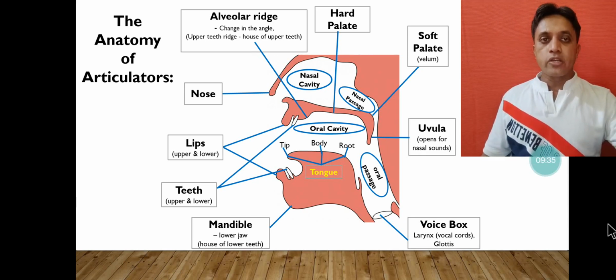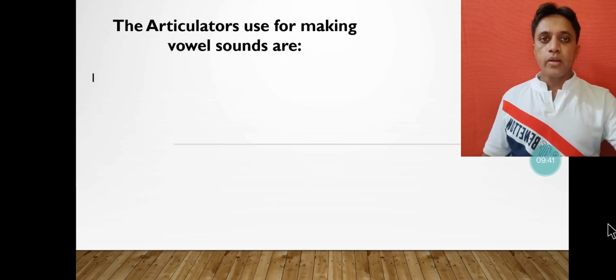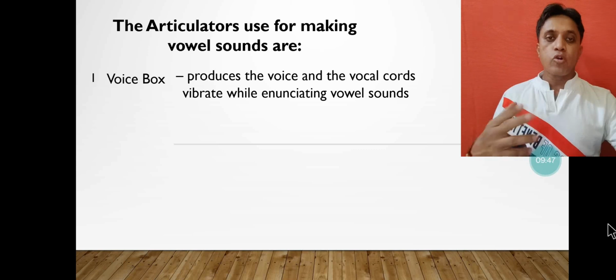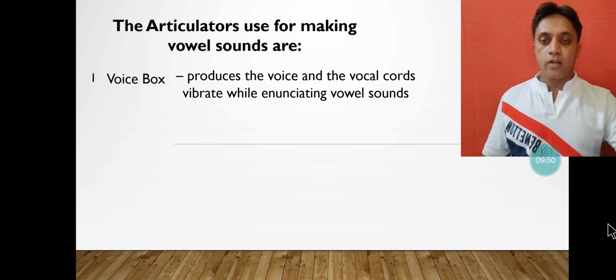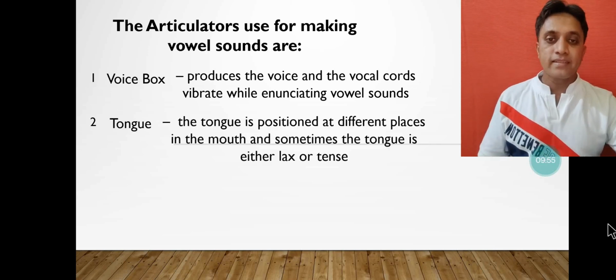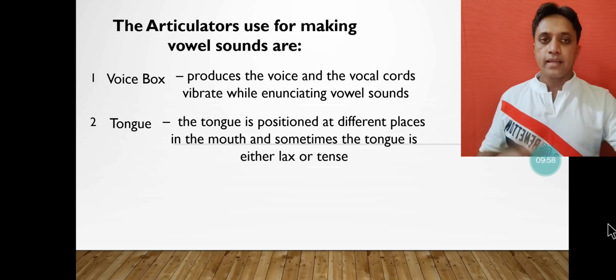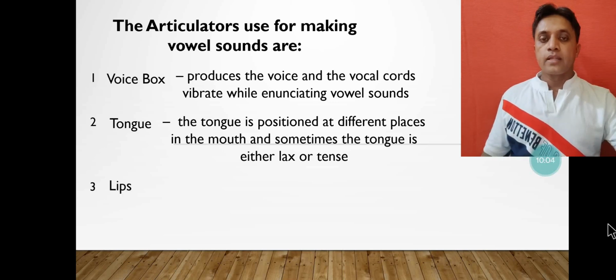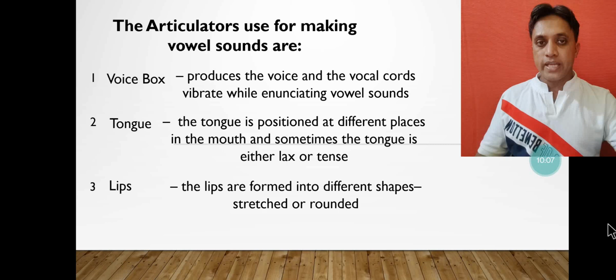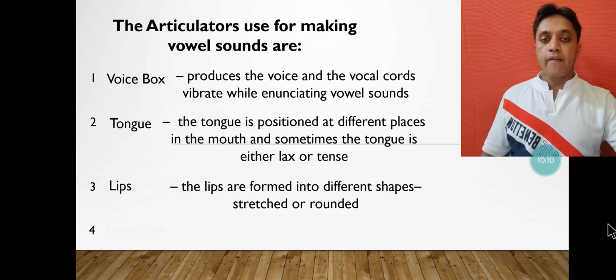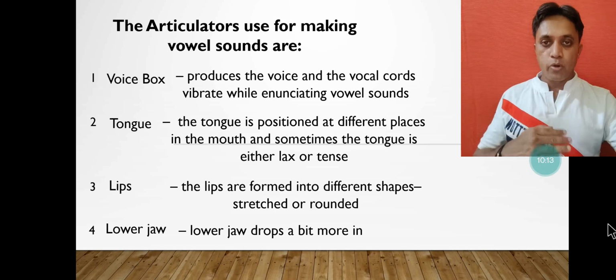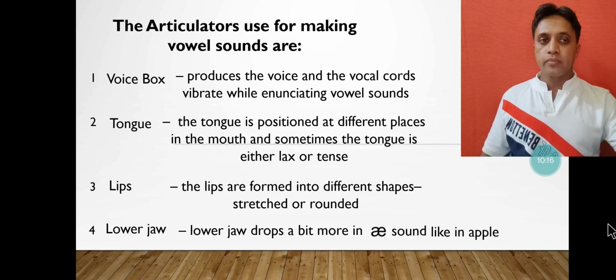Now let's check the articulators that are used in producing vowel sounds. Alright, so the first is the voice box. It produces the voice and the vocal cords vibrate while enunciating vowel sounds. The next is the tongue. The tongue is positioned at different places in the mouth, and sometimes the tongue is either lax, that is loose, or tense, that is tight. The third one is the lips. The lips are formed into different shapes, stretched or rounded. Then we have the lower jaw. The lower jaw drops a bit more in the a sound, like in apple.